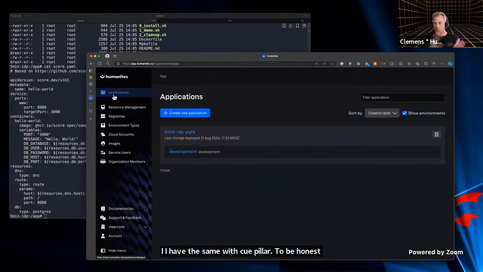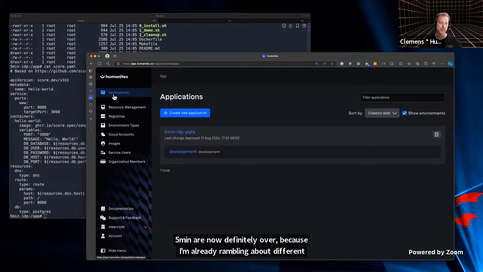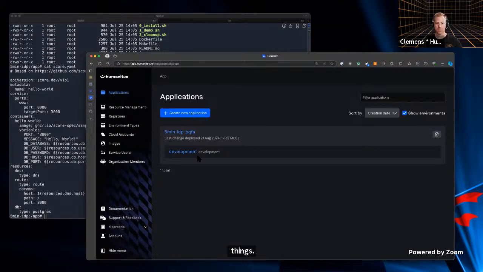Okay, anyways, I wanted to show you a little bit of that. My 5 minutes are now definitely over because I'm already rambling about different things. But this is the 5 minute IDP, right? And I could now go ahead and deploy different things or show you how to create another resource definition so you can get, for example, a Redis cache instead of a PostgreSQL DB, but I leave that to your own exploration or to your invitation for a virtual coffee to me, right?